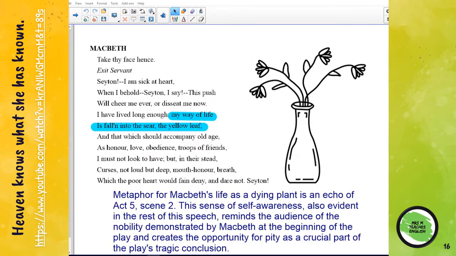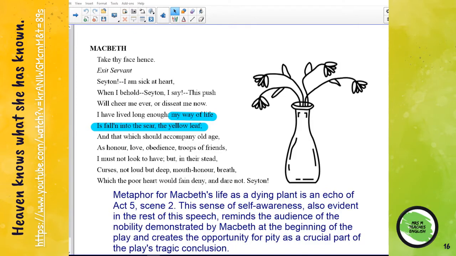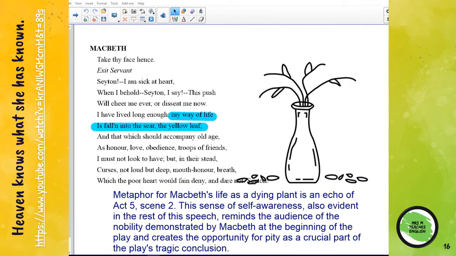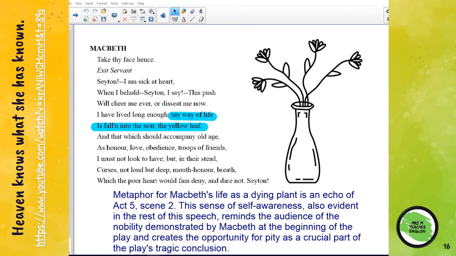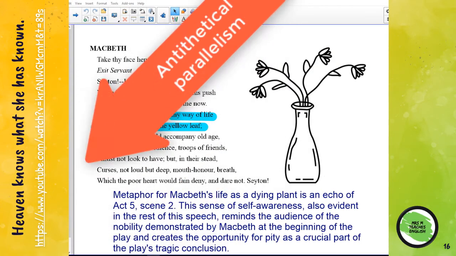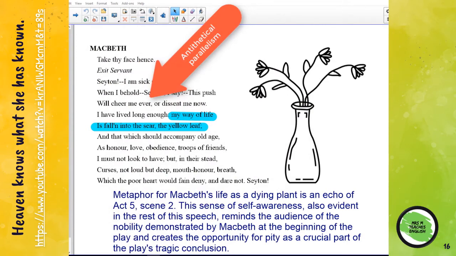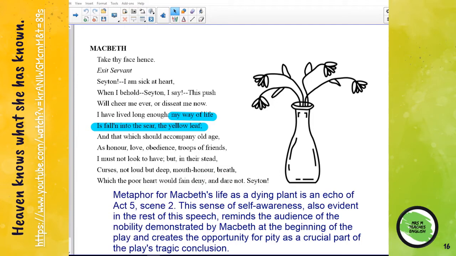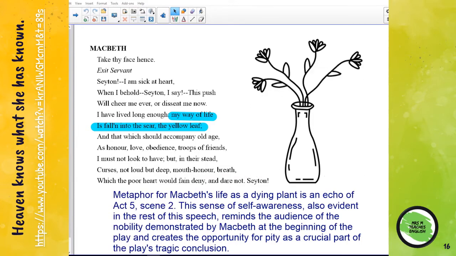We then start to get a little bit of pity for Macbeth. We've moved from this mocking, hubris-ridden character to one that seems to recognise his fate. He says, "This push will cheer me ever or disseat me now." The antithetical parallelism recognising that there is a stark contrast in what lies ahead. Either he will be secure on the throne and happy forever, cheer me ever, or he will be disseated now. So he will lose his throne and ultimately lose his life.